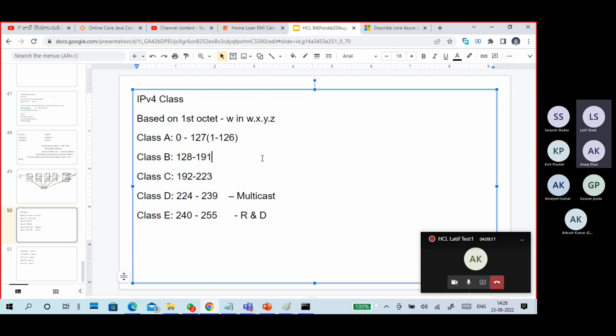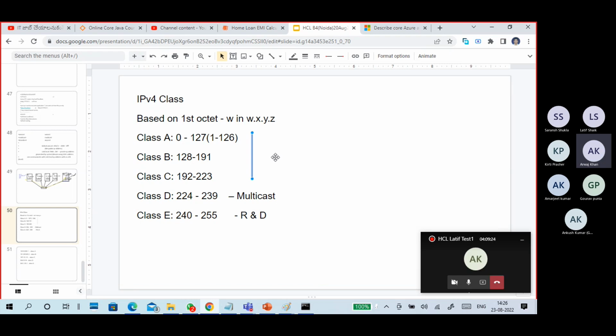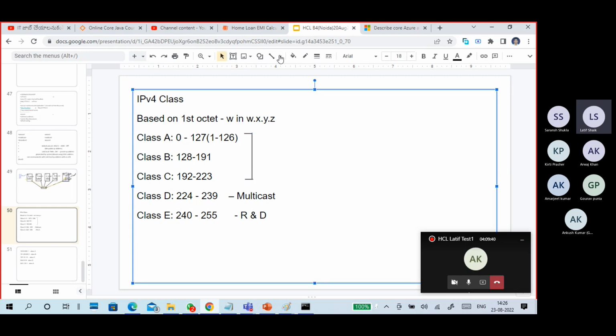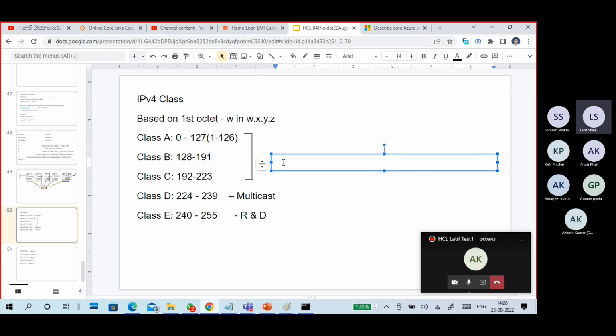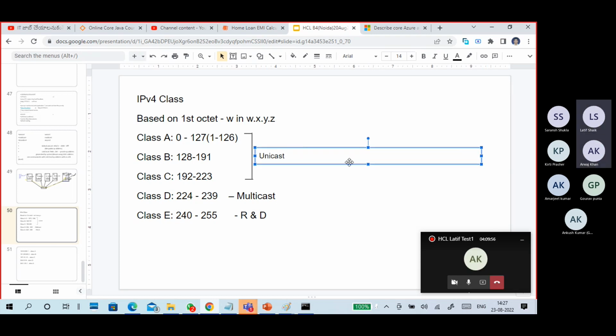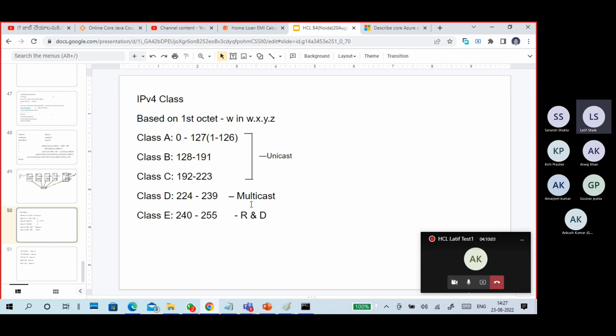These three are unicast IP addresses. We cannot design them, but we can write them like this. These three are unicast, which we use from class B, class C kind of stuff. Look here: unicast, multicast, and R&D. These three are unicast IP addresses.